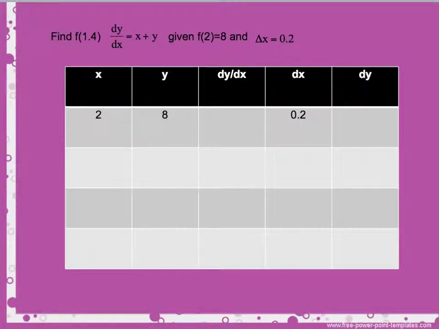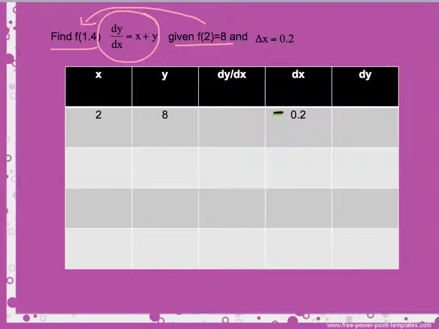So let's look at one more example of Euler's method. This time we want to find f of 1.4. We're given that dy dx is x plus y, and the f of 2 is 8. Now notice that in this case, I am actually decreasing because I'm going from f of 2 back to f of 1.4. So my delta x, even though it's 0.2, it's actually going to end up being negative. So I want to keep that in mind because I'm decreasing.